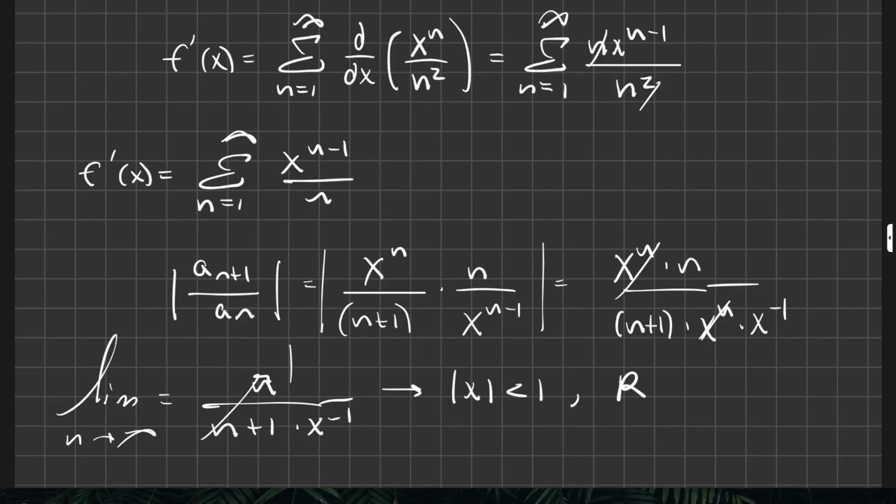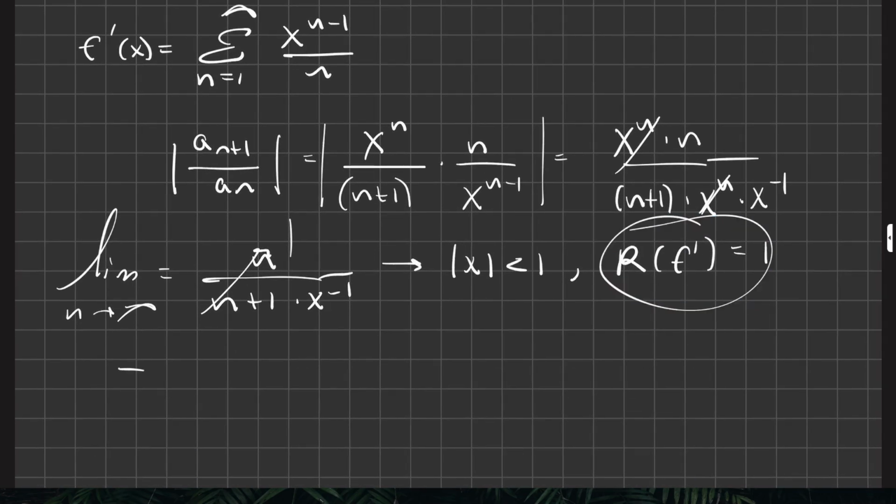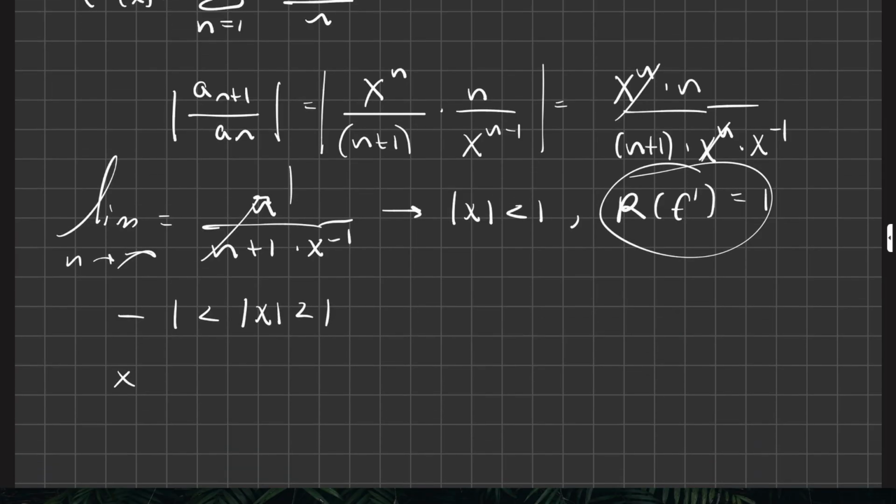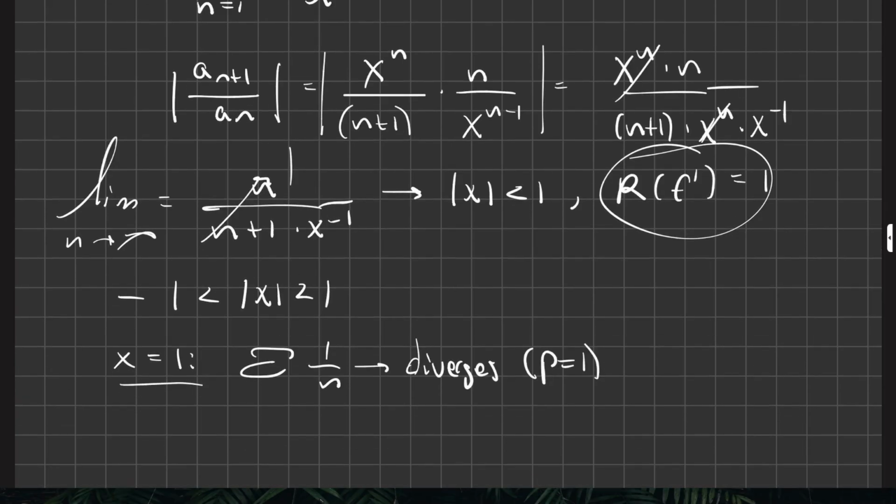So in this case, our radius of f prime is just 1. So we'll keep track of that. And then we have the candidate interval, absolute value of x less than 1. So let's test at the endpoints. We have x equals 1. This gives us the harmonic series. This spits out 1 over n. This diverges. P equals 1, right? It's harmonic. So we failed at this endpoint.